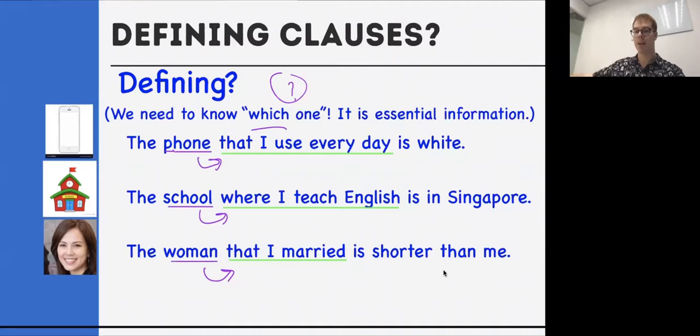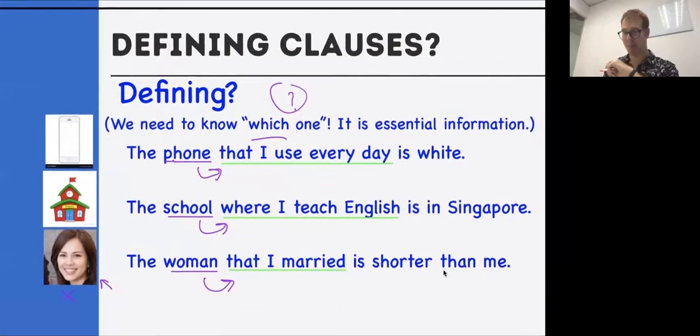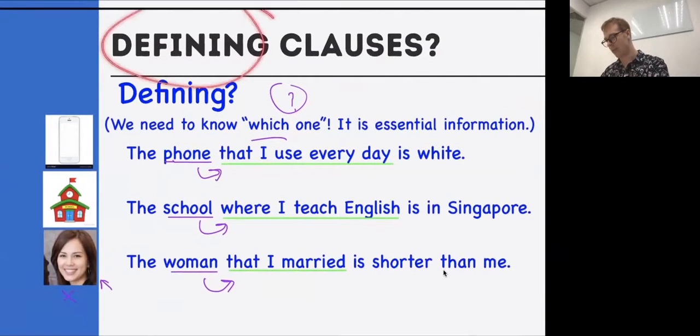Oh, the woman that I married, my wife, is shorter than me. Okay, and just in case you're wondering, this is not my wife, right? The woman in the picture over here is not my wife. Maybe she will make an appearance someday. You might be able to meet my wife, right? But here, defining clauses, again, which one? I need to know which phone, which school, which woman, right?